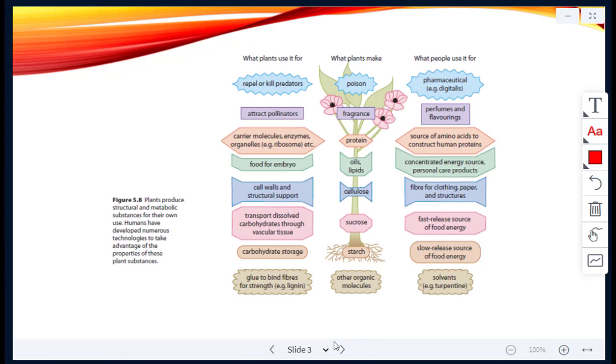All right, so here it's just showing that plants produce structural and metabolic substances for their own use. And humans have developed numerous technologies to take advantage of the properties of these plant substances. So lots of things that plants can make, like poison, fragrance, proteins, oils and lipids, cellulose, sucrose, starch, and other organic molecules. How do plants use it? And then what do people use it for?